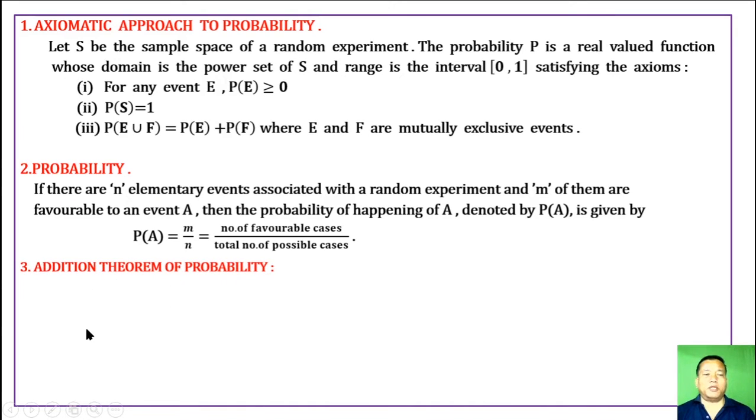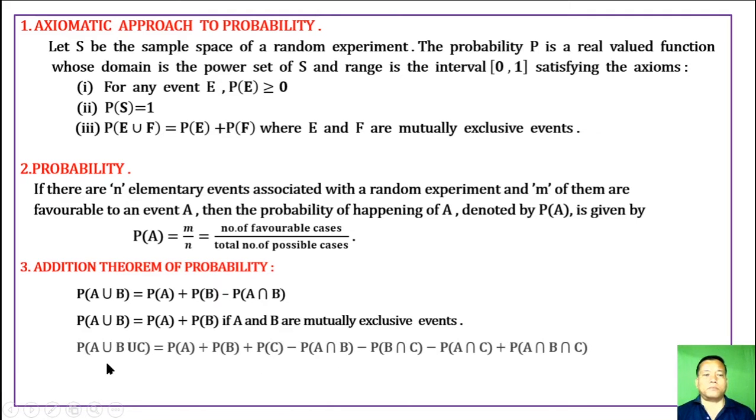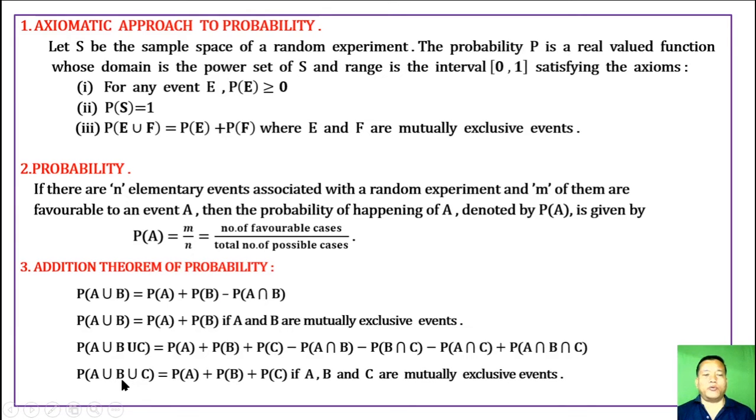Addition theorem of probability. P(A union B) is equal to P(A) plus P(B) minus P(A intersection B). P(A union B) is equal to P(A) plus P(B) if A and B are mutually exclusive events. P(A union B union C) is equal to P(A) plus P(B) plus P(C) minus P(A intersection B) minus P(B intersection C) minus P(A intersection C) plus P(A intersection B intersection C). P(A union B union C) is equal to P(A) plus P(B) plus P(C) if A, B, and C are mutually exclusive events.